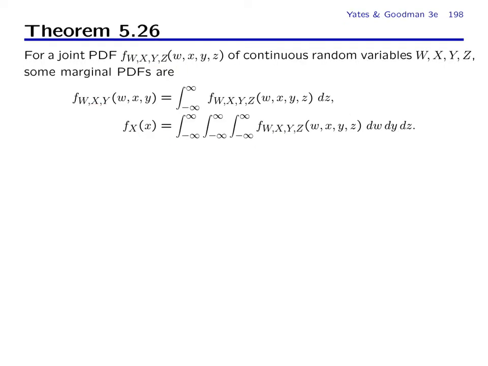So the same thing happens for continuous random variables. If we have a joint PDF of W, X, Y, and Z, and we integrate over all possible values of Z, then we're left with a joint PDF of W, X, and Y. If we integrate over all W and Y and Z, then we obtain the old friend, our PDF of X.